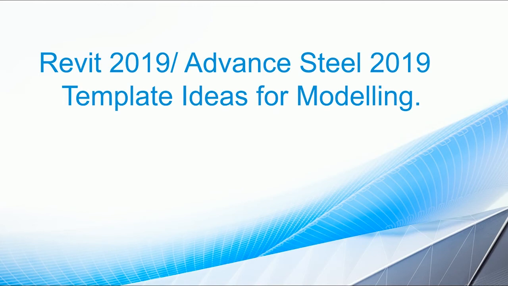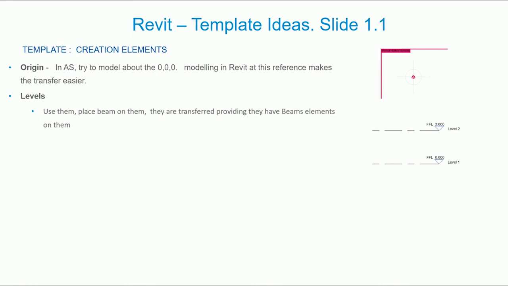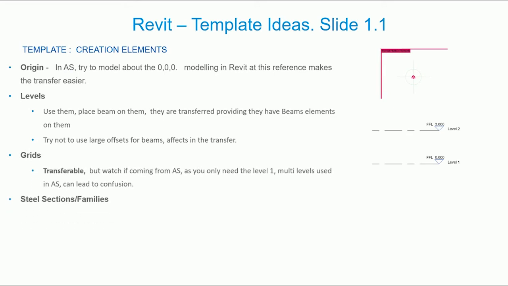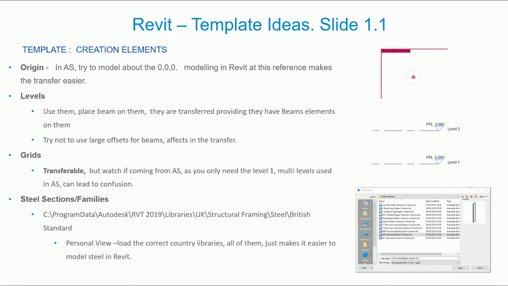So a couple of ideas for Revit templates in Advanced Steel. I know a lot of people say Revit's all about the templates. So similarly in Advanced Steel, I would try and identify the origin, especially if I was a steelwork detailer, because we advise people in Advanced Steel to do that. Put a little marker down for it. I would use levels where possible in both platforms, to be honest. It helps when you transfer the beams, as they do come backwards and forwards. Grids are transferable, just watch out, you can put them in as a standard thing.